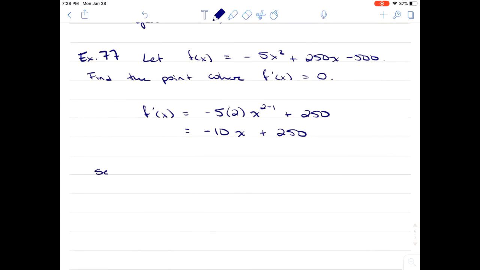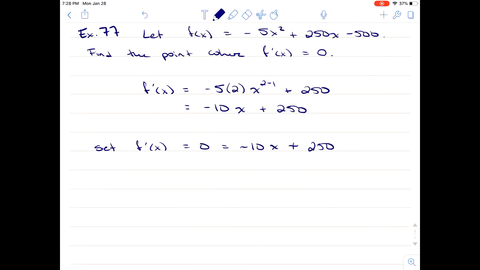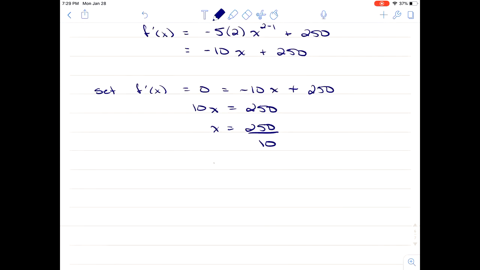So now, set f prime of x equal to 0, but f prime of x is also equal to negative 10x plus 250. So now we can solve for x, right? And just bring the 10x over. So we've got 10x is 250. So x must be 250 divided by 10. So x is 25.